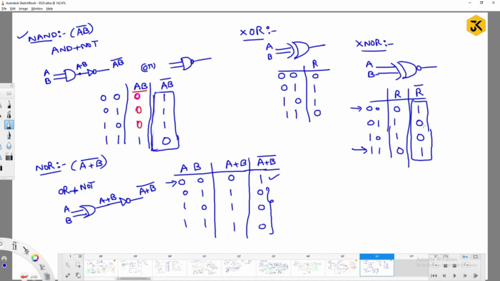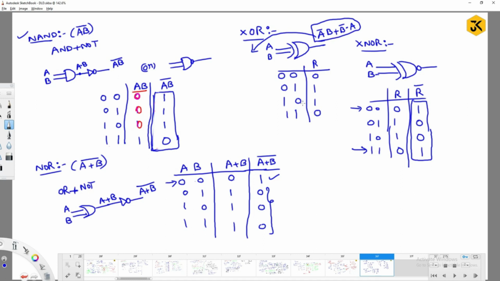Right? See guys, if you are going to solve this particular equation, you will get the result as A bar B plus B bar A. Okay, how we are going to get that, we will look into later. For the time being, try to understand that this result will be like this, the XOR representation, right? A bar B plus B bar A.